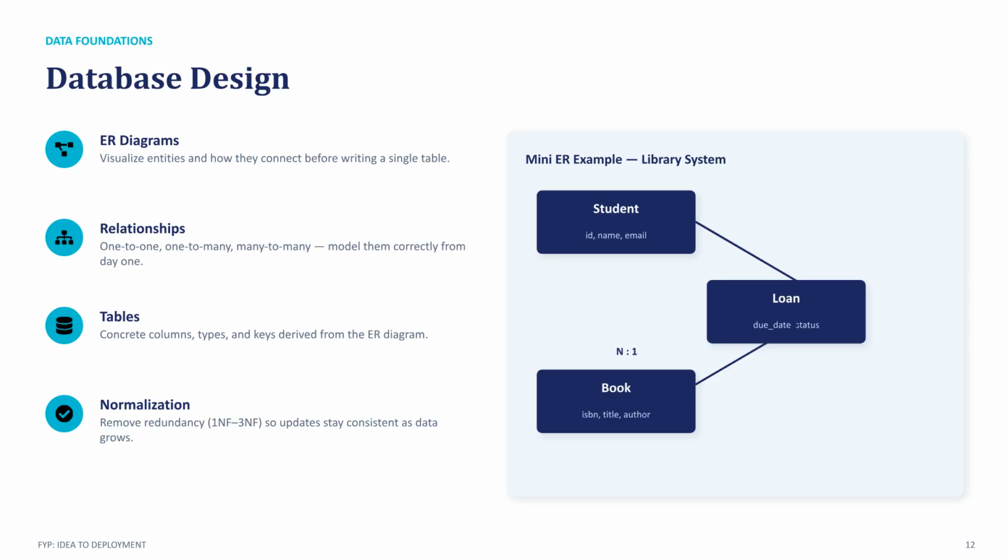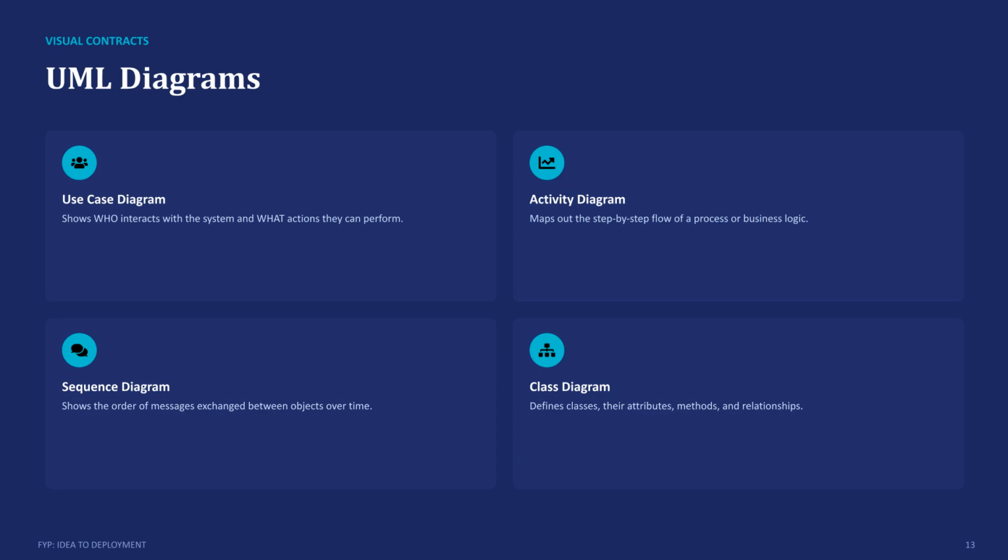Solid database design is crucial. Start with diagrams to visualize entities and their relationships. Once the model is clear, translate those into tables with appropriate keys and ensure you normalize your data to prevent redundancy. UML diagrams provide the visual contracts for your project.